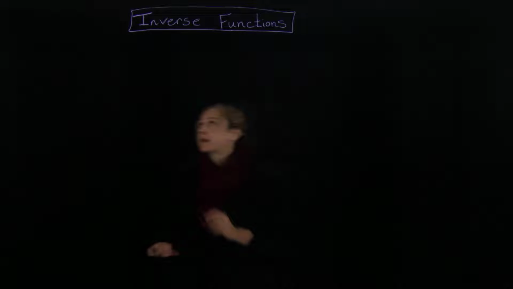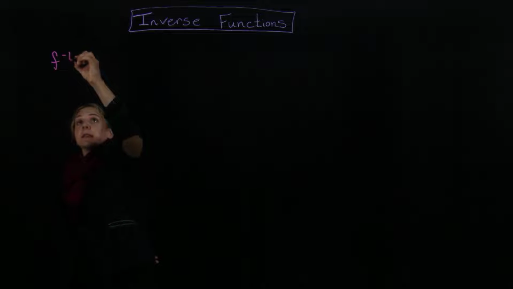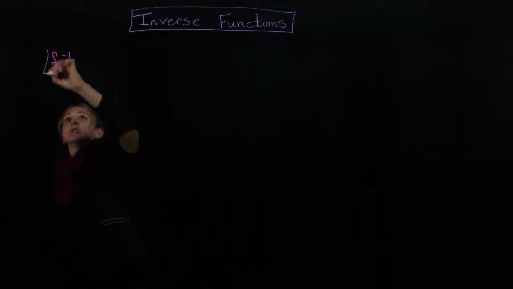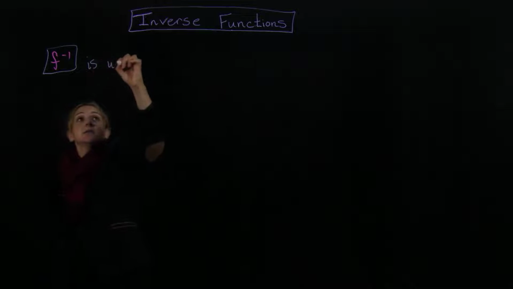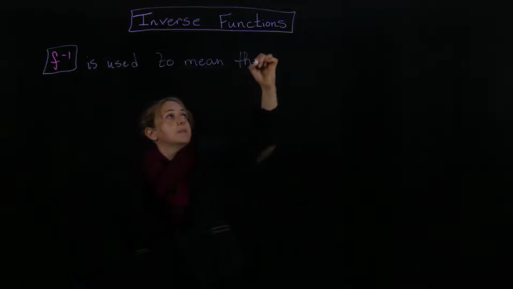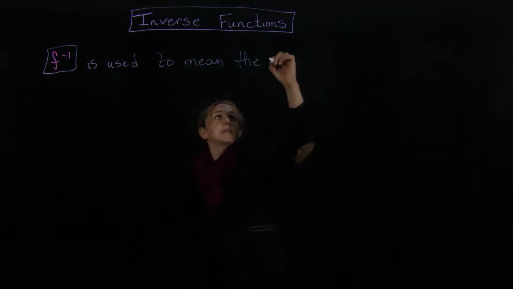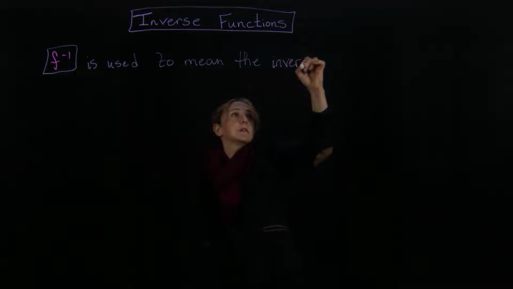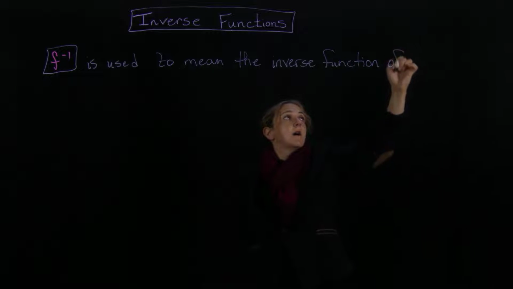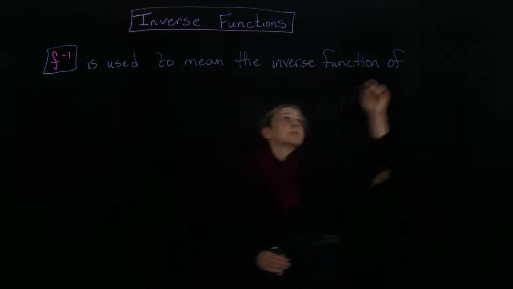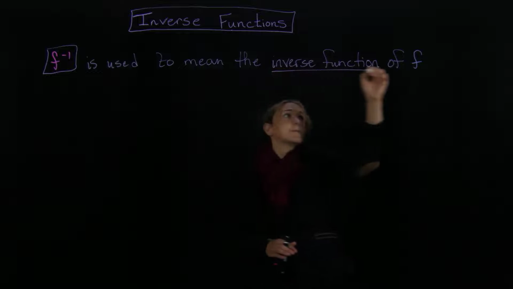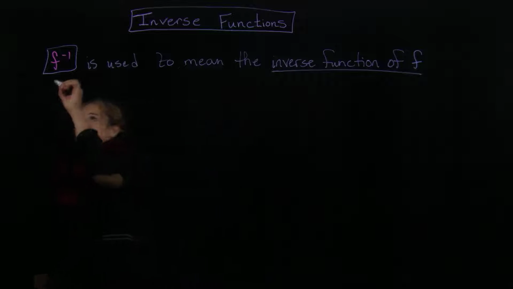Okay, so here's the notation for it. So I'm going to write it like this. When I write this, it is used to mean the inverse function of f. So once I'm given a function f, I'm going to get another function, which is going to be called the inverse of this.